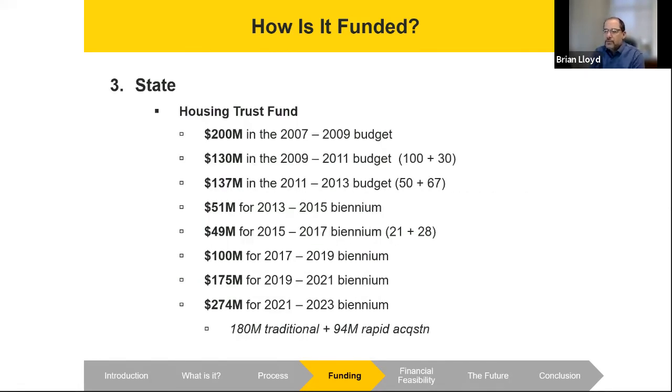State funding. State funding is critical in our affordable housing environment. And here's a look at the last, what is this, maybe 7, 8 different biennium budgets. And the point here is there is a come and go cycle in terms of capital funding for the Housing Trust Fund at the state level. And way back in '07, '09, we were at 200 million. And only in this last biennium did we reach that level again and surpass it.